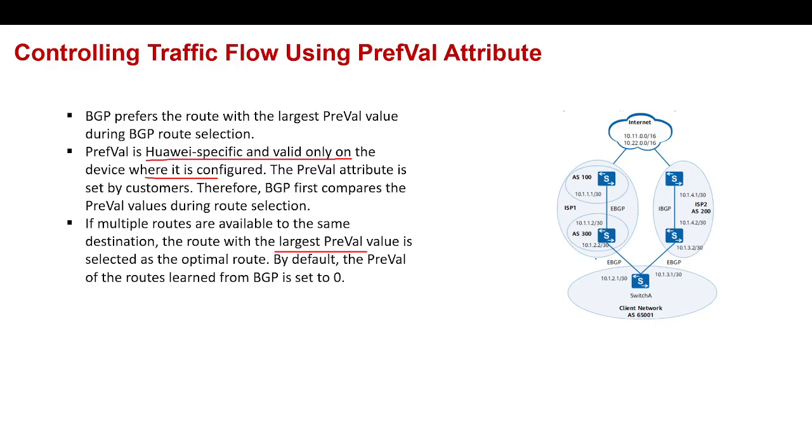So what you can do is, you have your advertising routes to this AS from these two autonomous system numbers, and you want your traffic to flow via ISP1. So you will configure a higher preferred value for this path, and a lower preferred value for ISP2. Your traffic will follow this path because you've configured a higher preferred value. And by default, the routes learned from BGP have a preferred value set to 0.